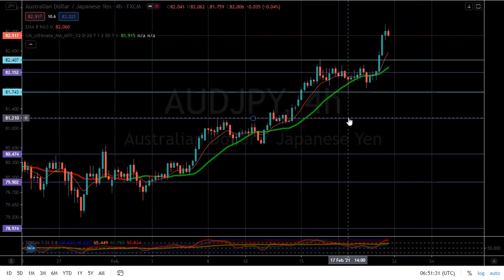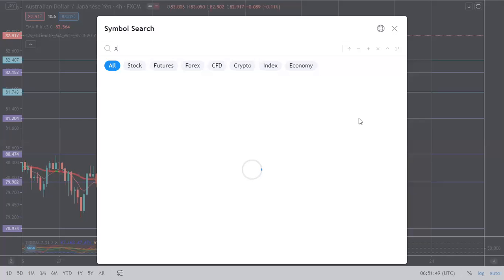except if we break and close below the 81.75 area. If we have a break and close below this, then we'll be going at this area. Then we'll be going to the next key level of support at the 81.20 area. The next I'll look at is gold.